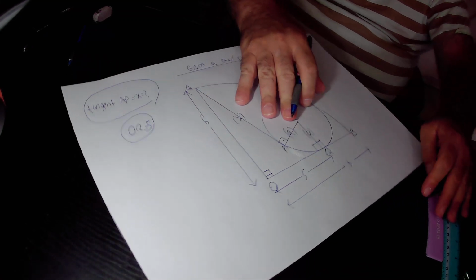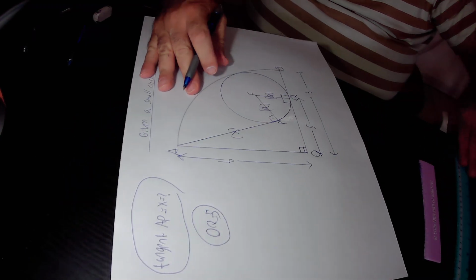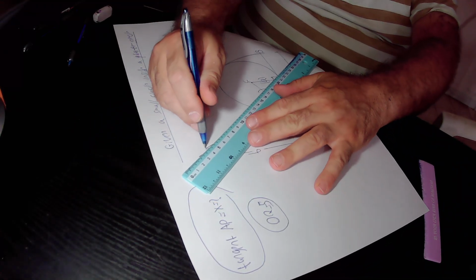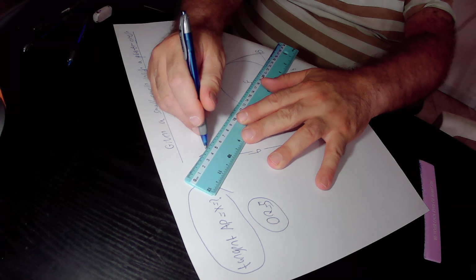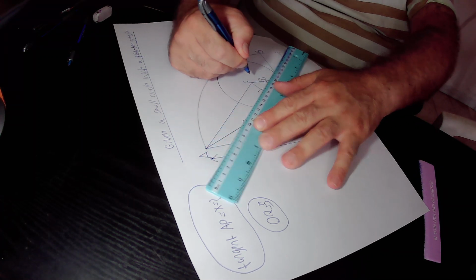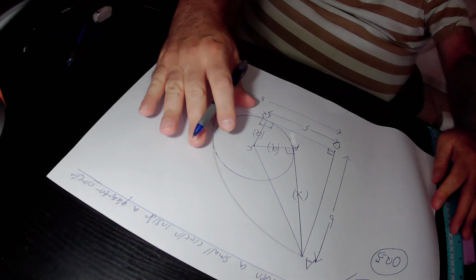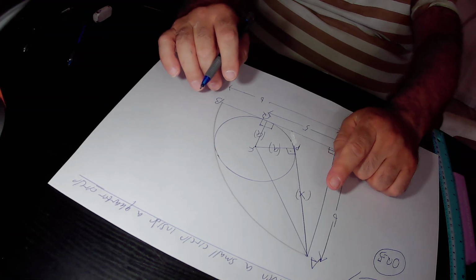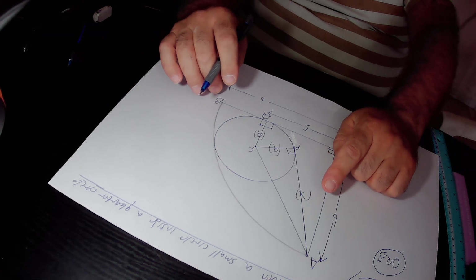In the next step, we join points A and C together by a straight line. By joining points A and C, you can form the right triangle.